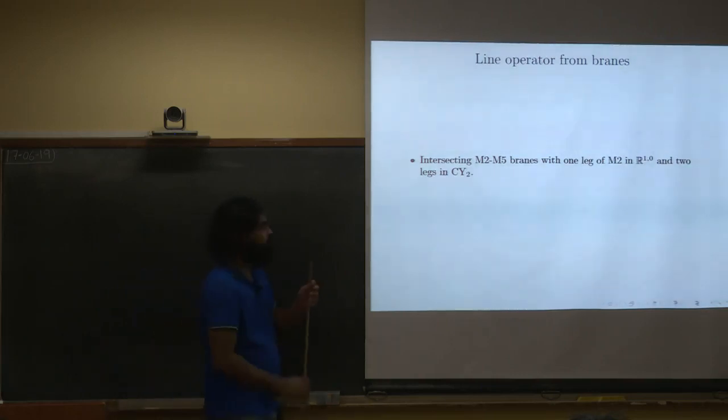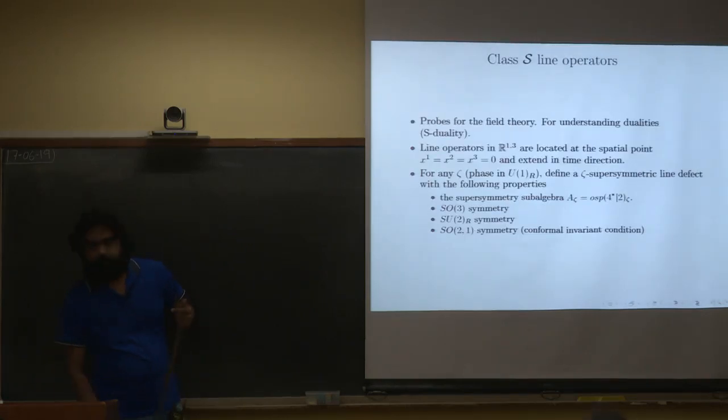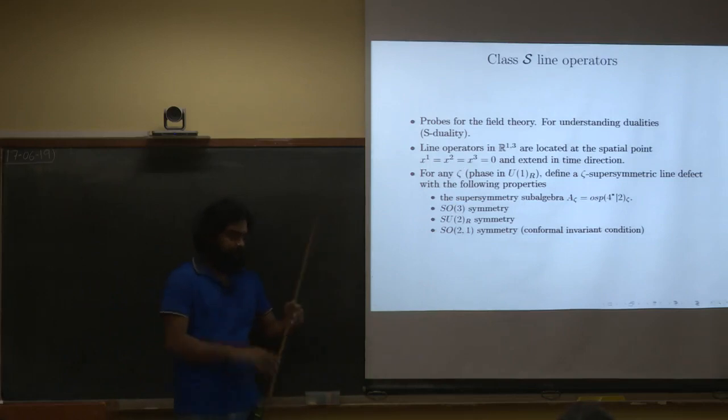So now we come to the phase zeta. The third leg of the M2 brane is in the fiber over this Riemann surface, at some angle which is fixed by zeta, with respect to the tangent to this curve on the Riemann surface. So it's that particular angle.